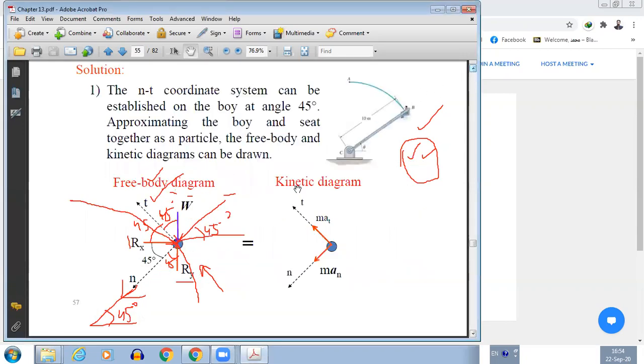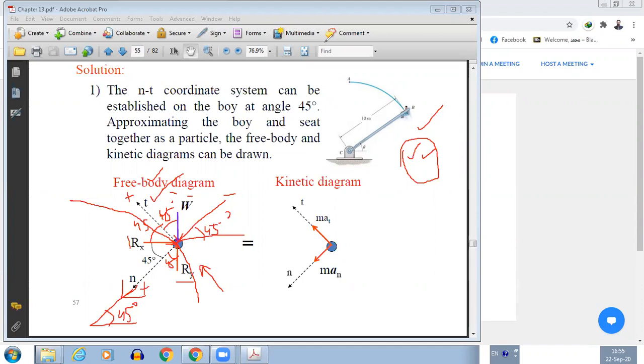So let's come here. How do we define n positive? If the force is moving towards the center of curvature, then it is positive. If it is moving away from the center of curvature, we can define it as negative. The tangential direction is very clear, where the motion is going, so we will consider t positive in this direction, negative in the opposite direction.